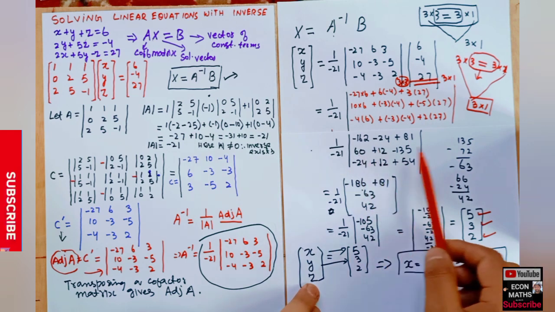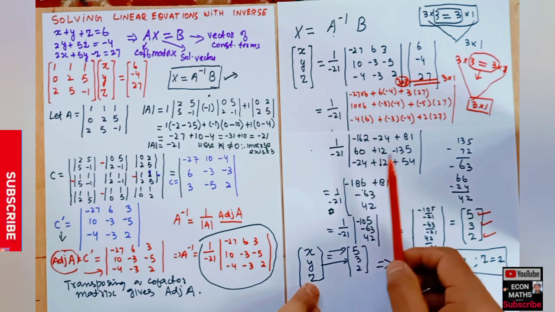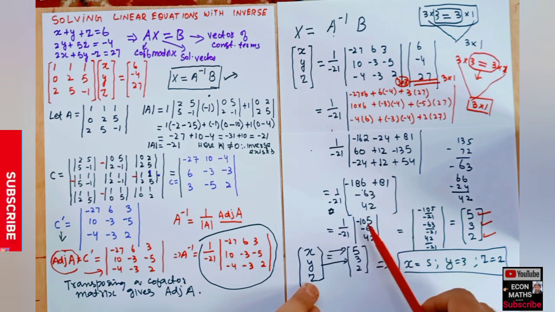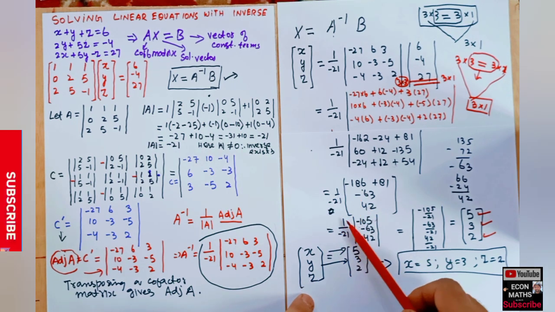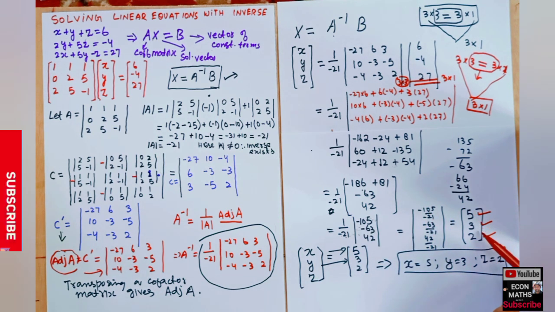Now further solving this by this calculation, we got minus 105, minus 63 and 42, and this is with minus 1 divided by minus 21. So we have multiplied each element by this minus 21. So the resulting vector was 5, 3, and minus 2. It is minus 2 because here it is minus 21. It is to be remembered, this is minus 2, so here will also be minus 2.